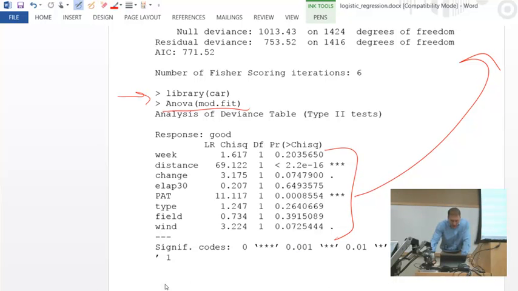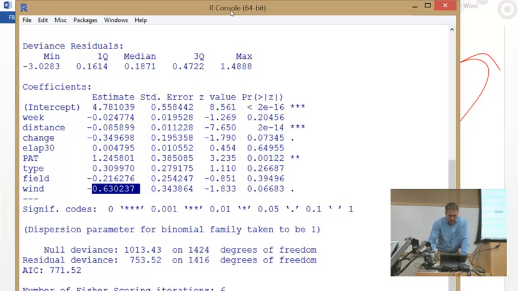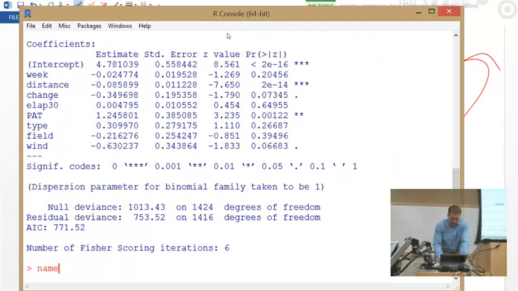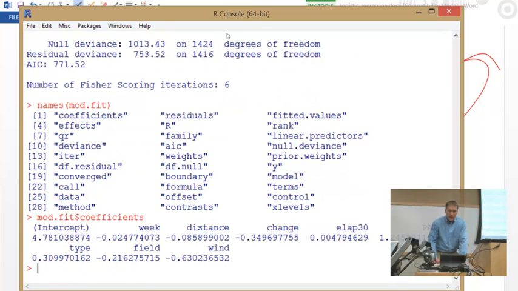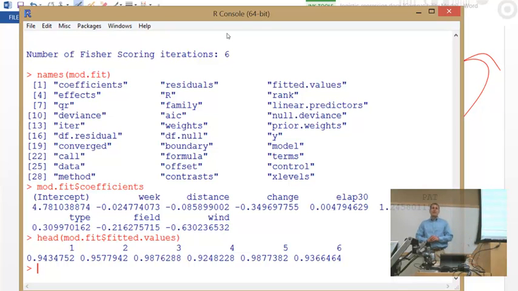We can further see the information that's actually stored inside of mod.fit by using the usual names function on mod.fit. So mod.fit is actually a list. And so you can see there's a whole bunch of information stored in there. If I were to do mod.fit$coefficients, we see we get the beta hats. If I do mod.fit$fitted.values, and do a head on that, you get all the pi hats for the observations in the data set. So for example, for the very first observation, the estimated probability of success for that place kick is 0.94, according to the model.